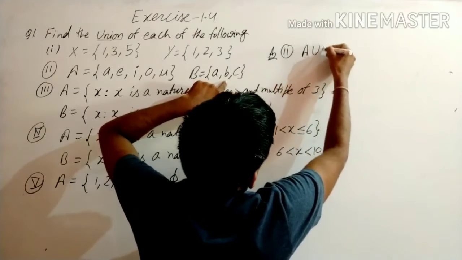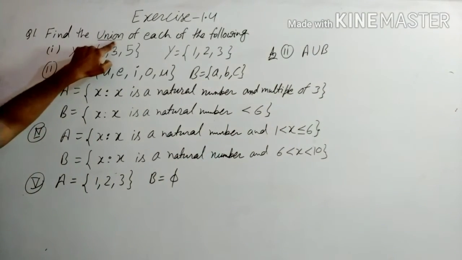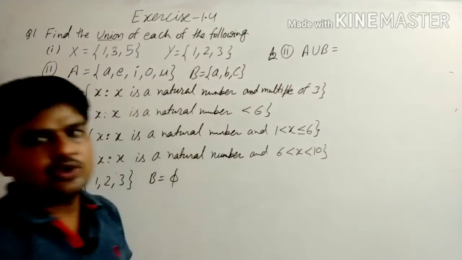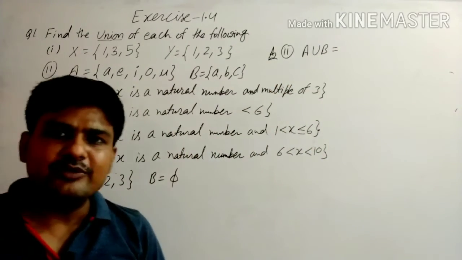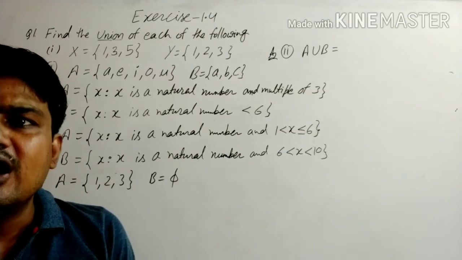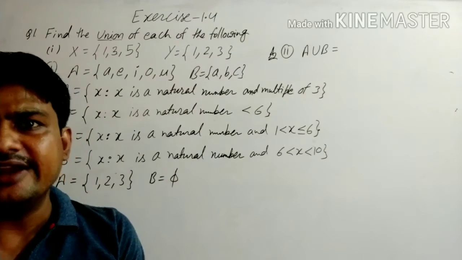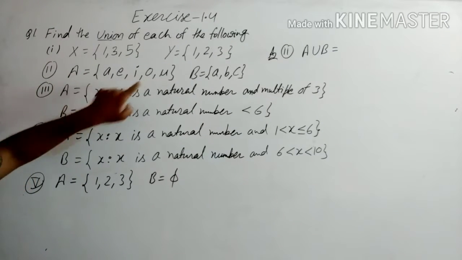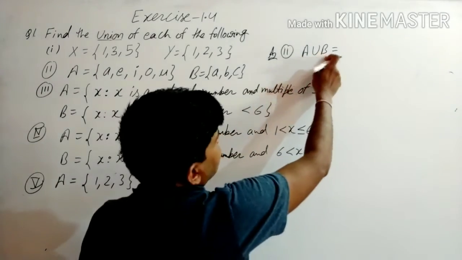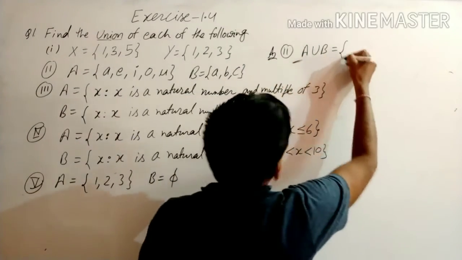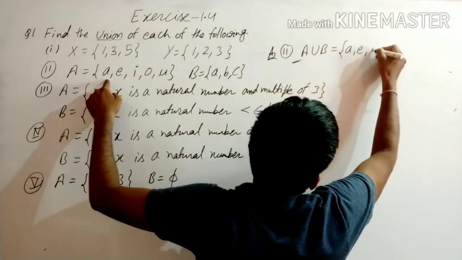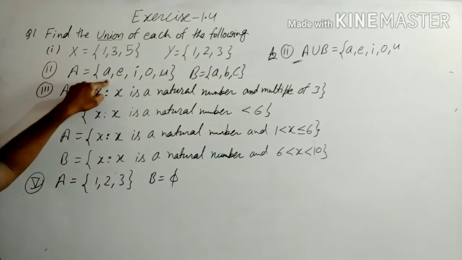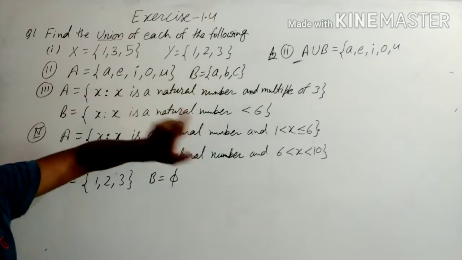So A union B. We have to find out the union. Union means the set of all the elements which are either in set A or in set B. So first of all, to find out the union, write all the elements of the first set. The first set is AEIOU. Now write the remaining elements that are in B but not in A.